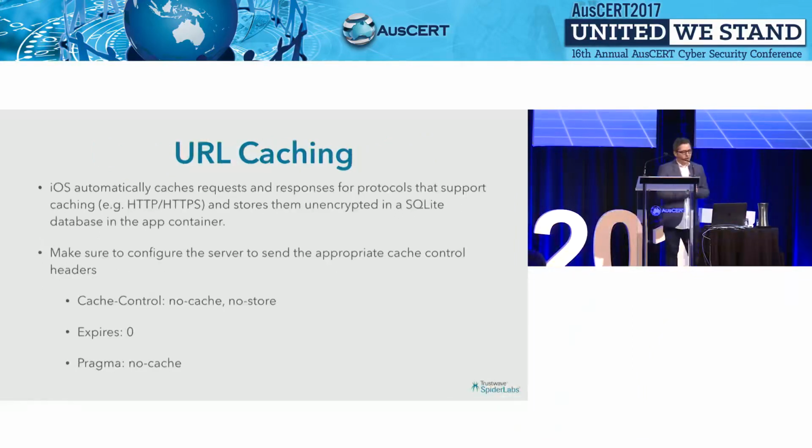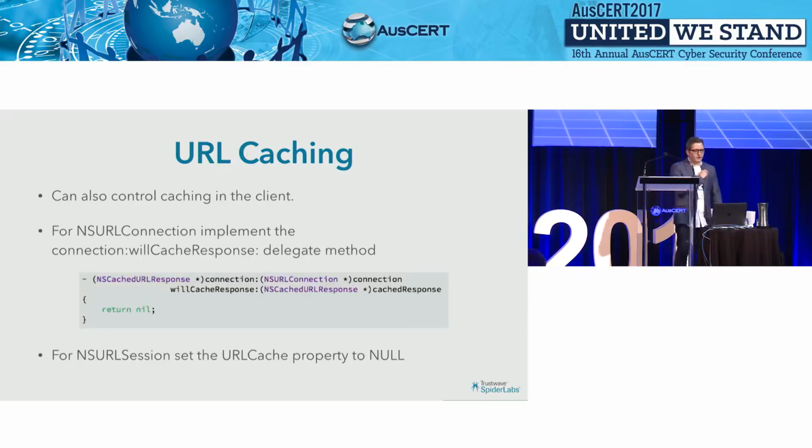But yeah, so URL caching. iOS automatically caches requests and responses for protocols that support caching, HTTP and HTTPS, and stores them unencrypted in a SQLite database. So make sure you configure the server to send the appropriate cache control headers, because that's how it works. You can also control caching on the client if you want. With NSURLConnection, you implement the connection:willCacheResponse: delegate method. The code there is off Apple's documentation, so it's available. And for NSURLSession, you set the URLCache property to nil.